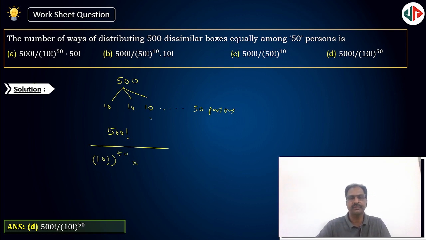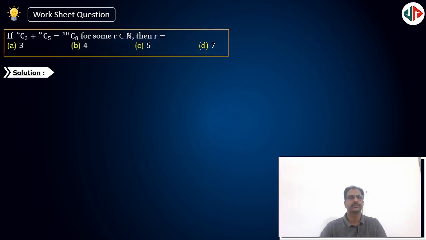There are 50 equal groups here, so you should divide with 50 factorial. And we have to distribute to the persons, so that should be multiplied with 50 factorial. So that these two get cancelled. So 500 factorial by 10 factorial whole power 50, option D.